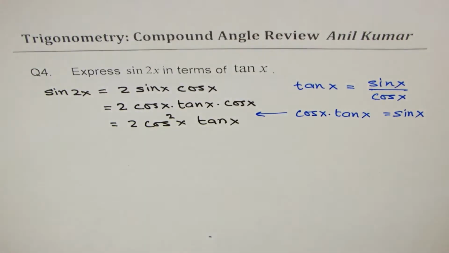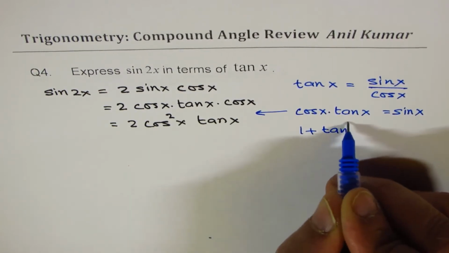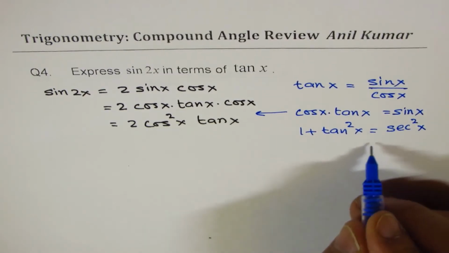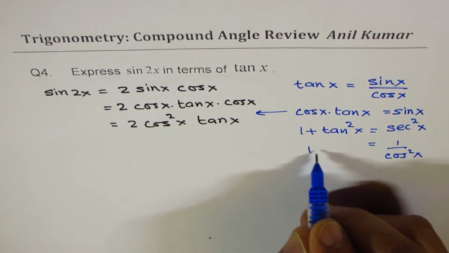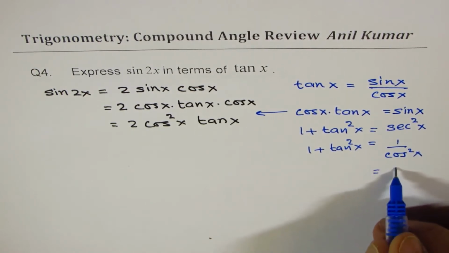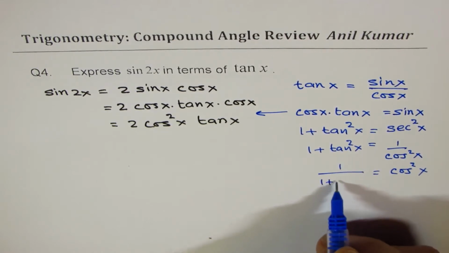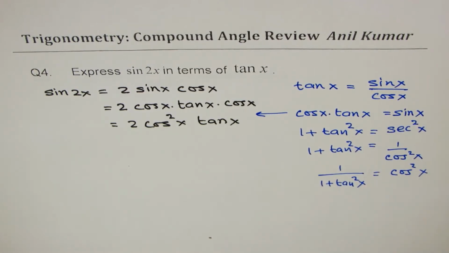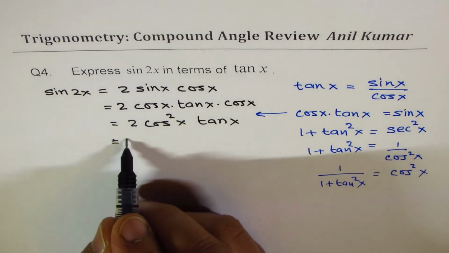Now how to get rid of cos x? Well, as you know, 1 plus tan square x is actually equals to secant square x. But secant square x is reciprocal of cos, right? So we could write this as cos square x. So we get 1 plus tan square x as 1 over cos square x. So what is cos square x? In terms of tan, it could be written as 1 over 1 plus tan square x. Do you see how much of your knowledge goes into this particular derivation? So we'll replace cos square x by this expression.